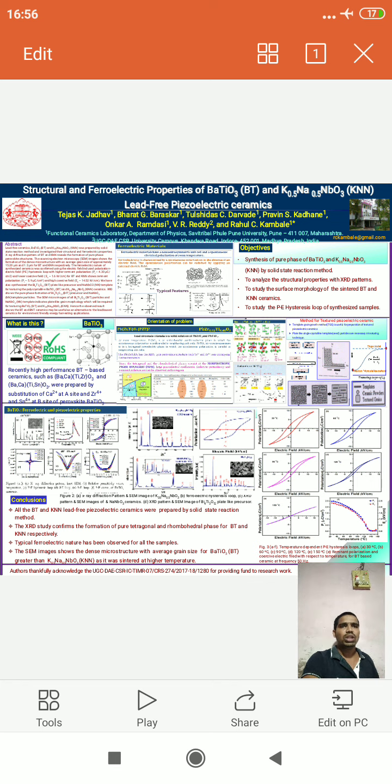Conclusion: all the BT and KNN lead-free piezoelectric ceramics were prepared by solid state reaction method. The XRD studies confirm the formation of pure tetragonal and rhombohedral phase of BT and KNN respectively. Typical ferroelectric nature has been observed for all the samples. The SEM images show a dense microstructure, with average grain size for BaTiO3 larger than the KNN as it was sintered at a higher temperature.